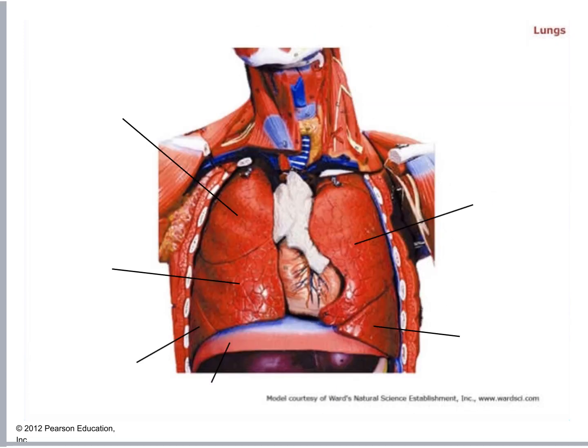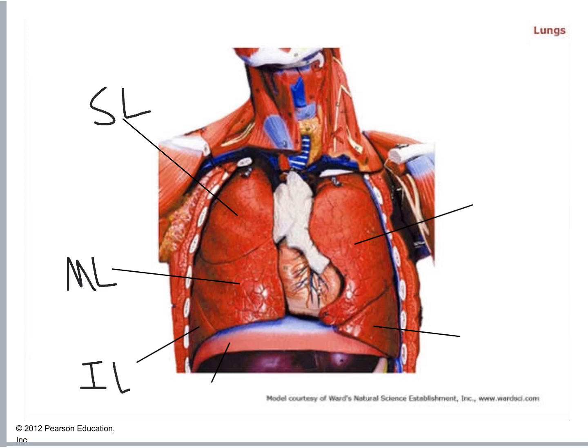Now we're looking at the lungs and the heart inside of the thoracic cavity. So we're going to start up here on the left-hand side, do those 4 lines, and then go to the right-hand side to do those last 2 lines. All right, so first up on the upper left-hand side, that is pointing to the superior lobe of the right lung. Second line is pointing to the middle lobe of the right lung. And then the last line is pointing to the inferior lobe of the right lung.